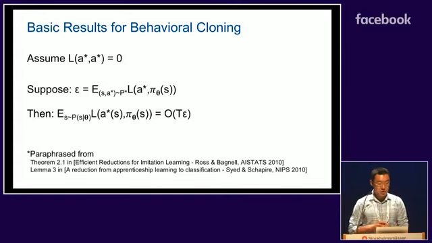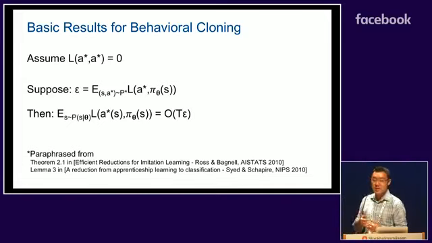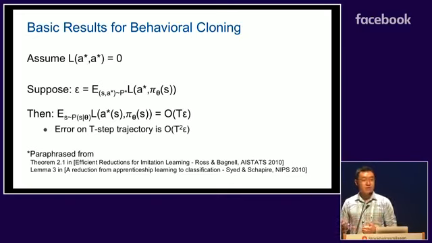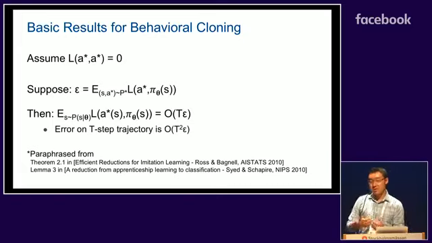What we can show is that in the more general imitation learning setting, the error is at most capital T times epsilon, where capital T is the time horizon of the decision making, so how many time steps we're rolling out the policy. And the error then on a T-step trajectory is T squared epsilon, right? So we do have some guarantees for behavioral cloning for the general imitation learning setting. They're not great.